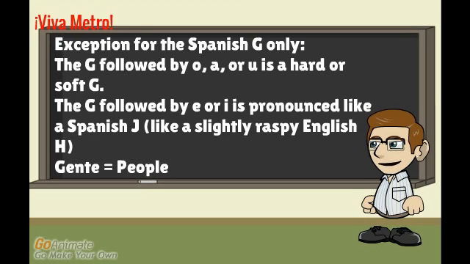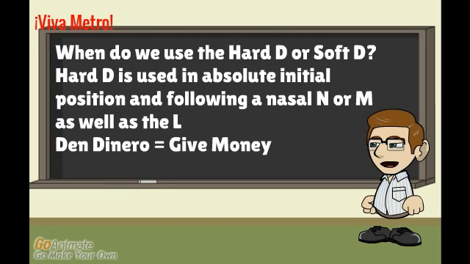There is one more exception only for the Spanish G. The G followed by an A, O, or U makes the previously mentioned hard and soft sounds. If the word has a G followed by an E or I, then the G makes the sound of the Spanish J, which is like a slightly raspy English H, like in the word gente, which means people. That concludes the B and G.